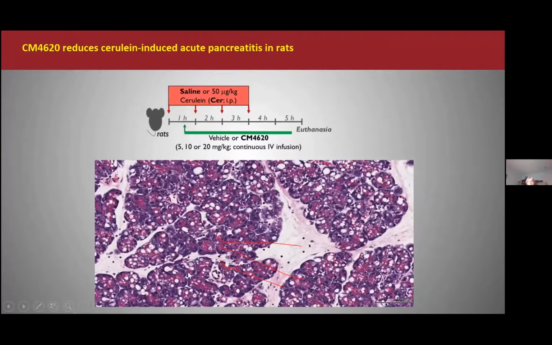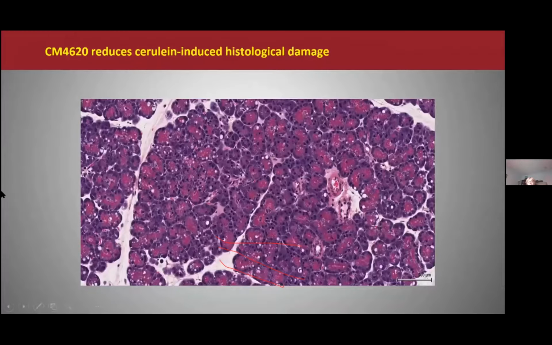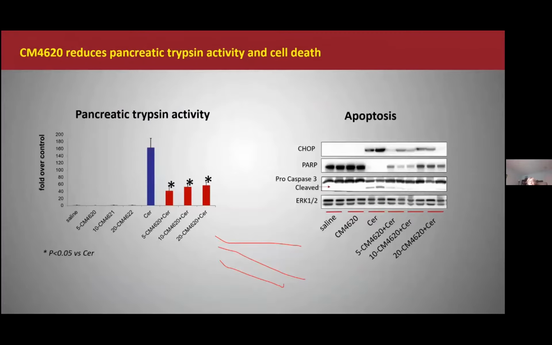This picture shows typical pictures that we see of pancreatitis, with widening of the spaces between the lobules, which represents edema, inflammatory cells that I'm pointing out here, as well as the large vacuoles that represent dysfunctional autophagy and the blowing up of the autophagic vacuole. When we treat with CM4620, you can see a marked improvement in all the features that I showed in the previous slide.